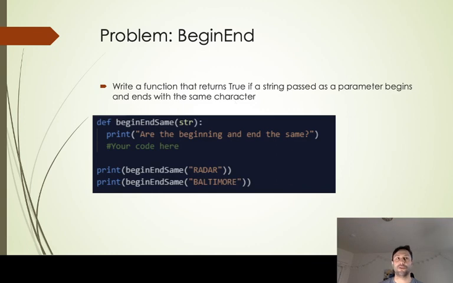So now I'm going to give you two practice problems. So don't cheat, because I clearly just looked at the answer there. You're going to write a function that returns true if a string passed as a parameter begins and ends with the same character. So if we have begin, end, same, we pass str. Essentially, begin, end, same radar is going to return true because the string begins with R and ends with R. And begin, end, same Baltimore is going to return false because B and E are not equal. I think this one's not too tricky. I think everybody will be able to do it. So let me give you about 5 minutes to work on it.